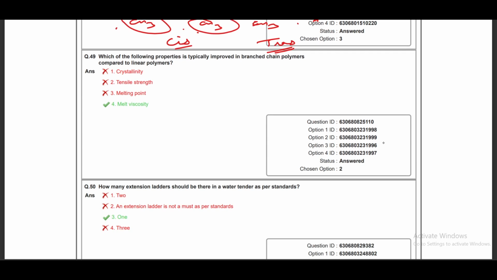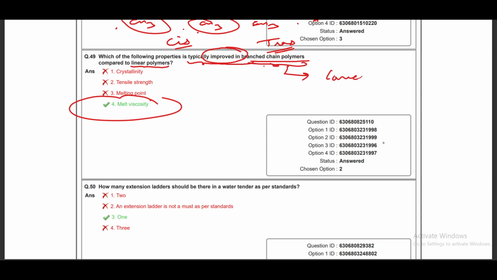Next is, which of the following properties is typically improved in branched chain polymers compared to linear polymers? The correct answer is melt viscosity. Branched polymers tend to have lower melt viscosity. This happens due to their structure, that is branching in their structure, and that allows them to flow more easily when they are melted. So the correct answer is melt viscosity.